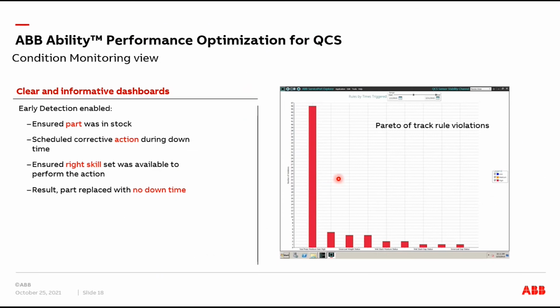So by this trend, we will come to know that this sensor may be going to fail soon. So we can ensure that the parts which need replacement are in stock, or we can schedule a corrective action during a downtime. Like if we are going to have a shutdown in the coming week, we can call an ABB engineer, or we can have some activities prepared to be carried out during the shutdown to save time.